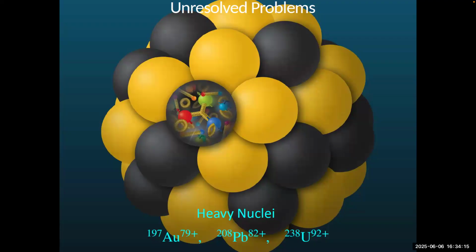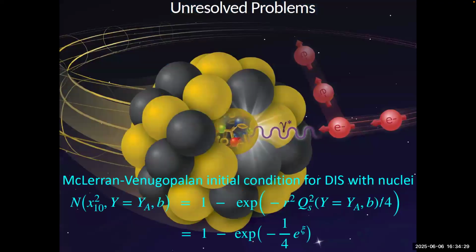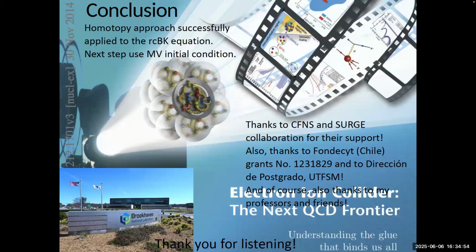And what is the next problem? Well, consider a collision of an electron with a heavy nucleus, for example lead, gold, or uranium, in which we have many protons in the nucleus. What is different in this case is that we will use a different initial condition. This is the McLerran-Venugopalan initial condition. So we need to again do all this analysis, but not using the BFKL initial condition, but this one. And this is our next task. Well, that is my talk.